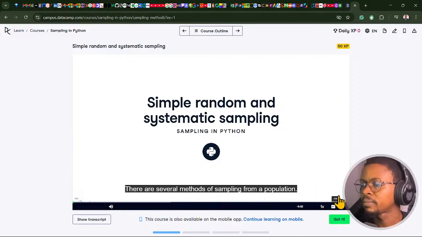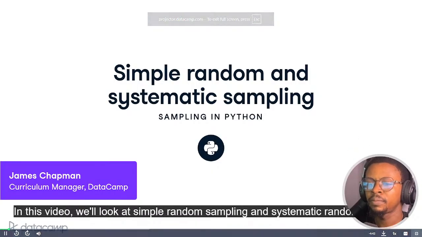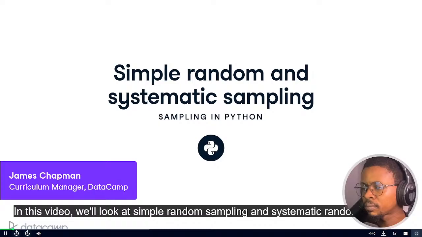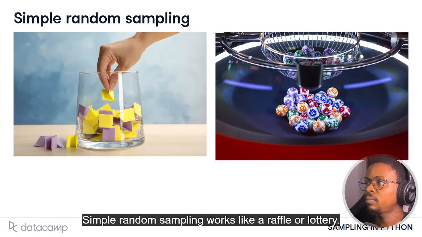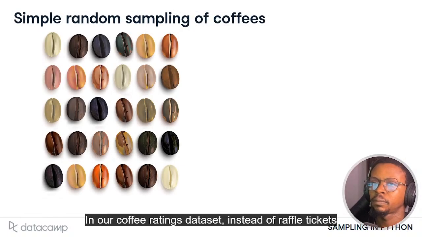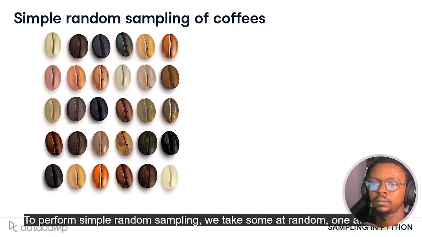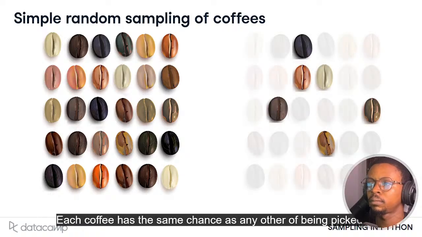Let's get started. There are several methods of sampling from a population. In this video, we'll look at simple random sampling and systematic random sampling. Simple random sampling works like a raffle or a lottery. We start with our population of raffle tickets or lottery balls and randomly pick them out one at a time. In our coffee ratings dataset, instead of raffle tickets or lottery balls, the population consists of coffee varieties. To perform simple random sampling, we take some at random, one at a time. Each coffee has the same chance as any other of being picked.